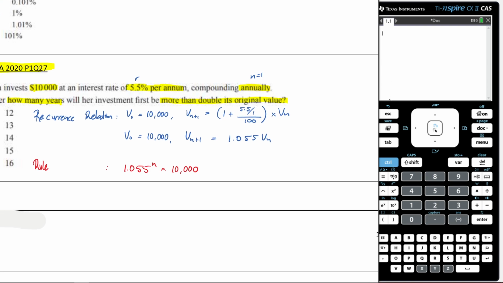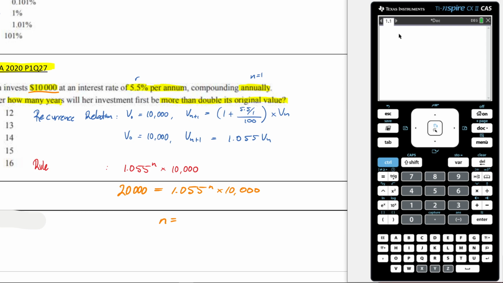So what that's going to look like now, and I'll do it in another color yet again, is my investment has to be more than double its original value. Well, if it was originally $10,000, what I want to do is say, all right, take 20,000, set that equal to 1.055 to the n and times that by 10,000. And I want to solve that for n. What would my n be in this case?